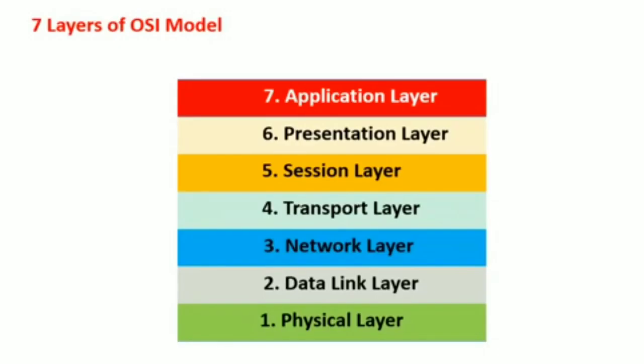These 7 OSI layers start from the physical layer, data link layer, network layer, transport layer, session layer, presentation layer, and the last, application layer. Now let us see about the physical layer.